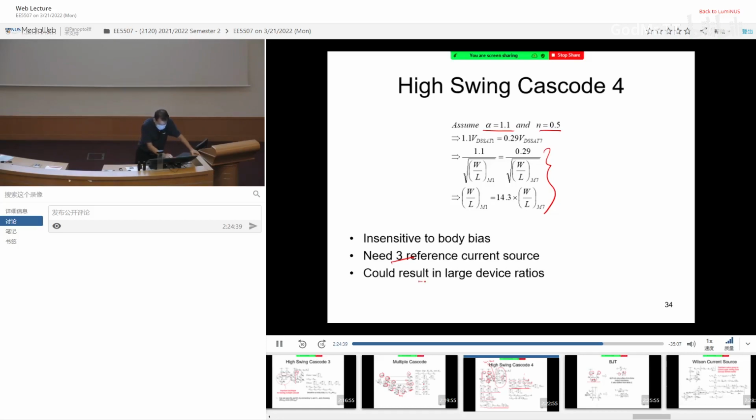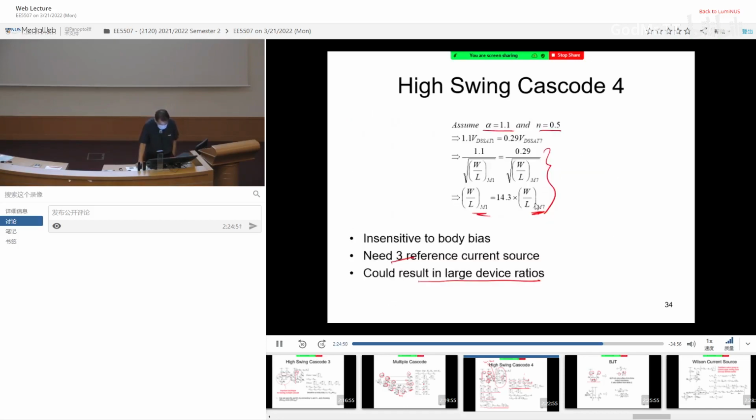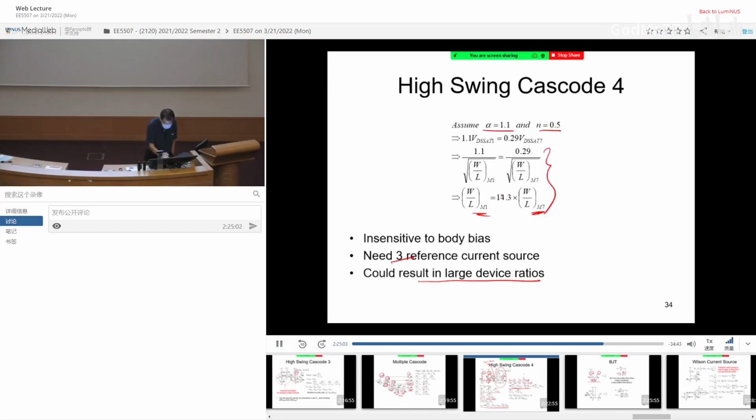Now it could result in a large device ratio. You can see that M1 and M7 are almost 10 times different. And that is assuming, I think... Did I calculate correctly? Yeah, okay. The ratio is about 10 times different. So we could end up having a very large device ratio. So this is one of the drawbacks of this method. But if you really want a perfectly matched current source, without a high swing current source, without any mismatch issue, you have to go with method 4. More complicated.